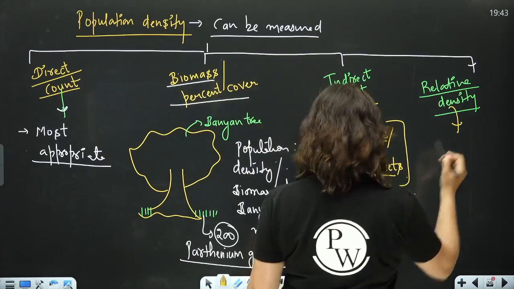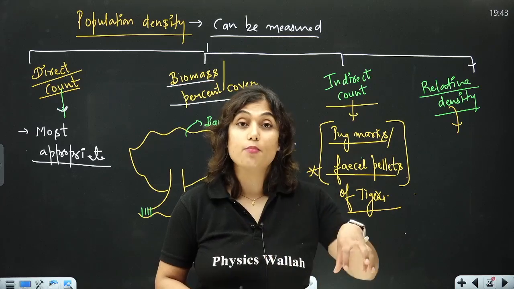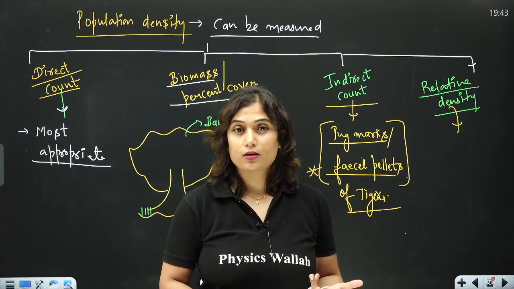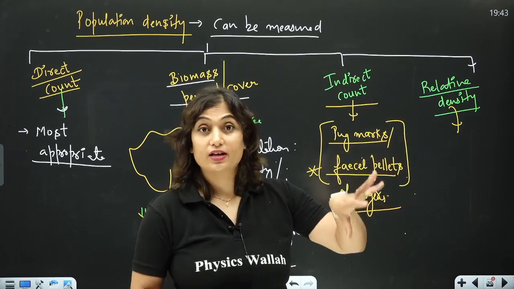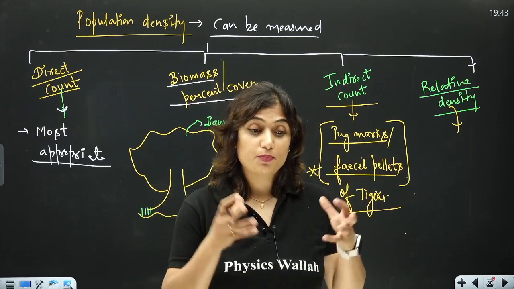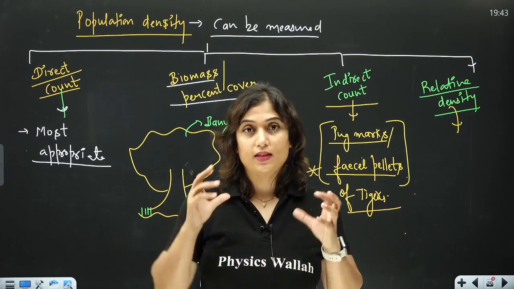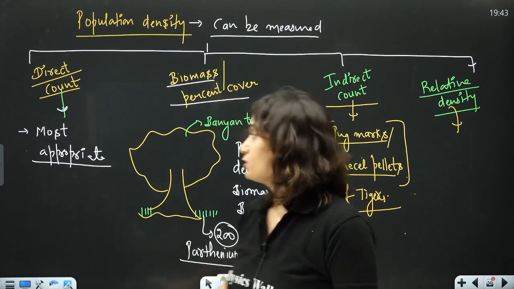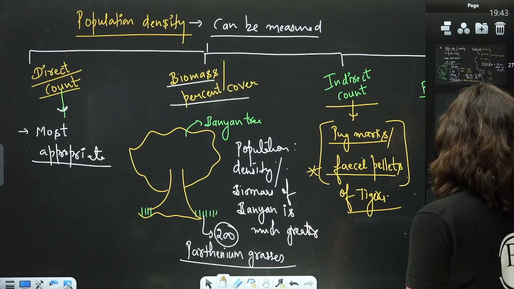Then the relative density. Sometimes it is not easy to count the number of organisms, because it is not easy to calculate the number of unicellular green algae in the pond. So when it is not easy to calculate the number, we go with the relative density. What is the relative density? You calculate the density of a particular organism in relation to all the organisms living in that area. That is like the relative velocity in physics, relative density. Okay, so these are the various methods of calculating the population density.